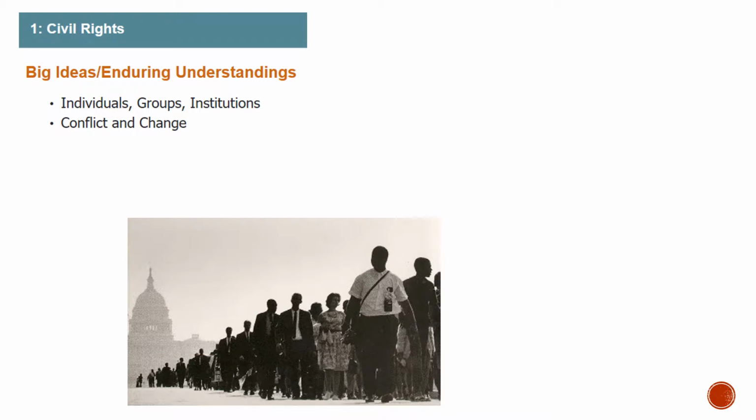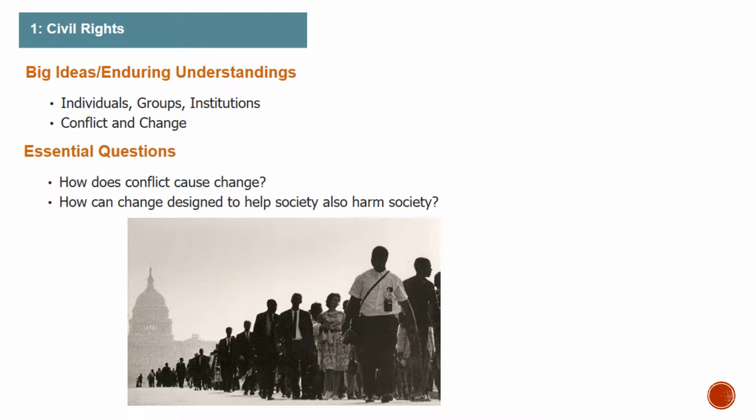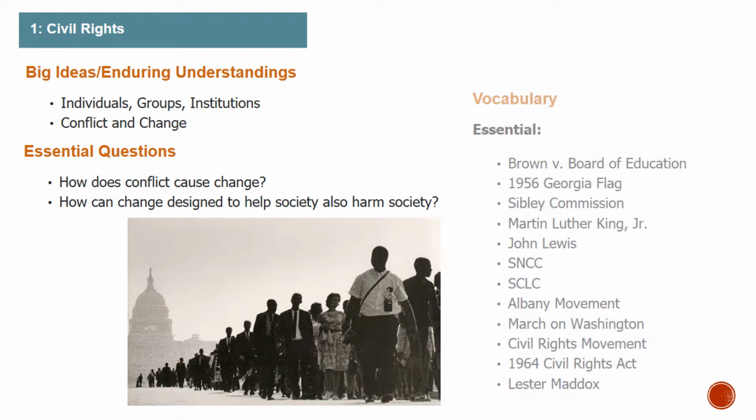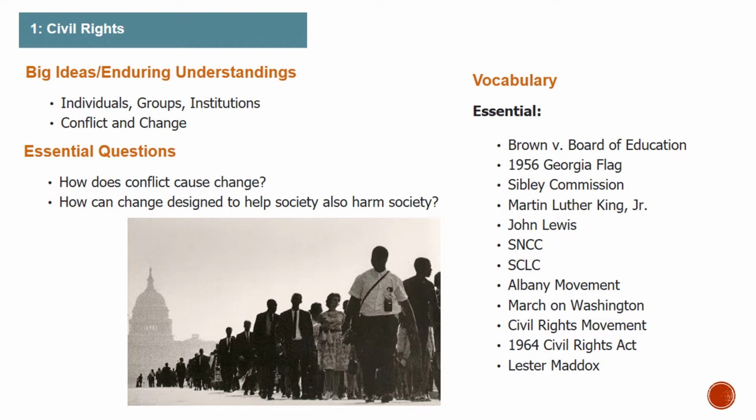To begin the civil rights unit, teachers need to start by sharing the big ideas or the enduring understandings with students. In addition, it's helpful to cover the essential questions that students are expected to know by the end of the unit. In this case, how does conflict cause change, and how can change designed to help society also harm society? As we learned previously, it helps to instruct on the vocabulary before starting the lesson, as well as during the unit. Here are the key vocabulary words that are going to be essential in the civil rights unit.